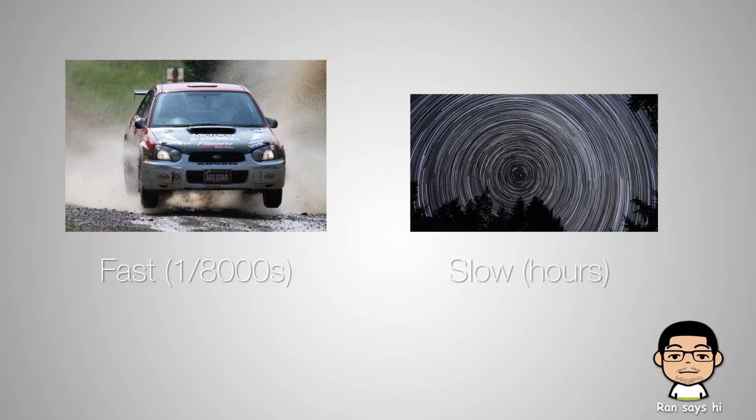Also, you can choose your shutter to be really slow. Like the picture on the right side, you can see the star trails. They're moving because the Earth is rotating itself. This will take you hours to shoot a picture like this. So the difference is 8,000ths of a second, while hours. That's huge. So how to choose?